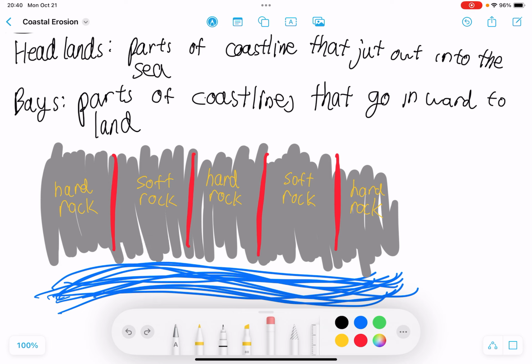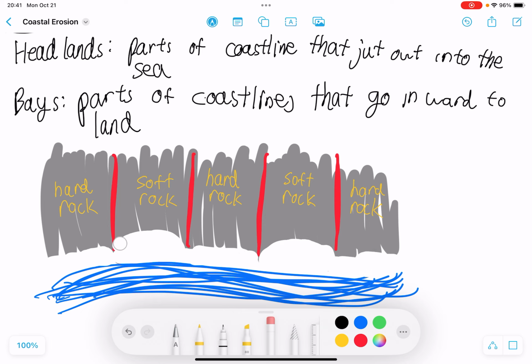So let me just demonstrate this erosion. Like this. And the hard rock obviously also erodes, but it just erodes a little bit, not as much as the soft rock. So it erodes obviously, but it only erodes a little bit. It does not erode as much as the soft rock will do over here.